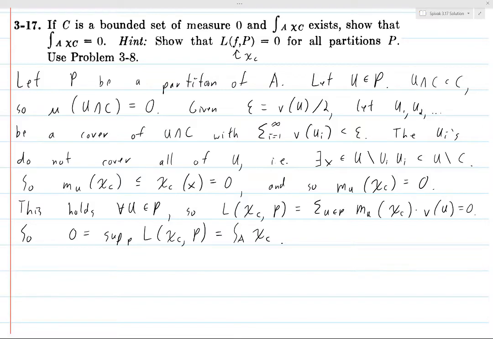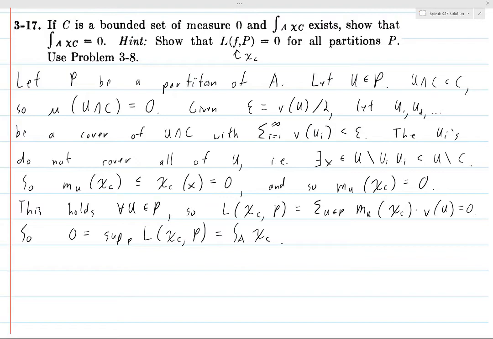There are two things that bother me about this. The first one is that it says use problem 3-8. 3-8 states that any rectangle does not have content 0. I don't really see how that's relevant here. It's possible that I'm missing something, but I think this argument should work. You just take any U intersect C, and you cover it, and you're good to go.